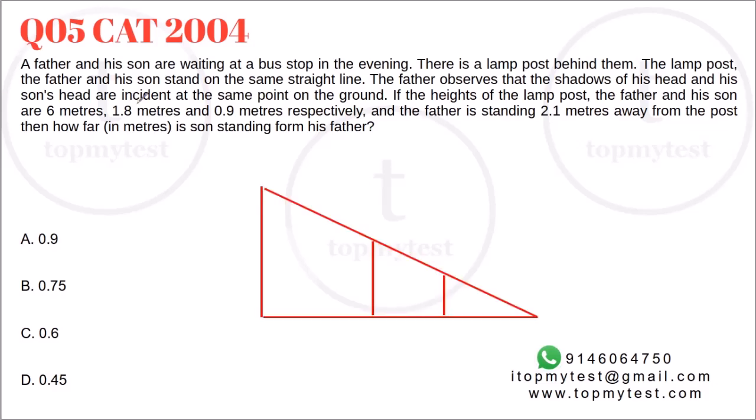So let's draw this. Okay, they are incident on the same point. So this is the father, this is the son, this is the lamppost, and this is the point where the shadow of both the son and the father fall. If the heights of the lamppost, father, and his son are 6, 1.8, and 0.9, and the father is standing 2.1 meters away from the post, so this distance is 2.1. How far is the son standing from his father?